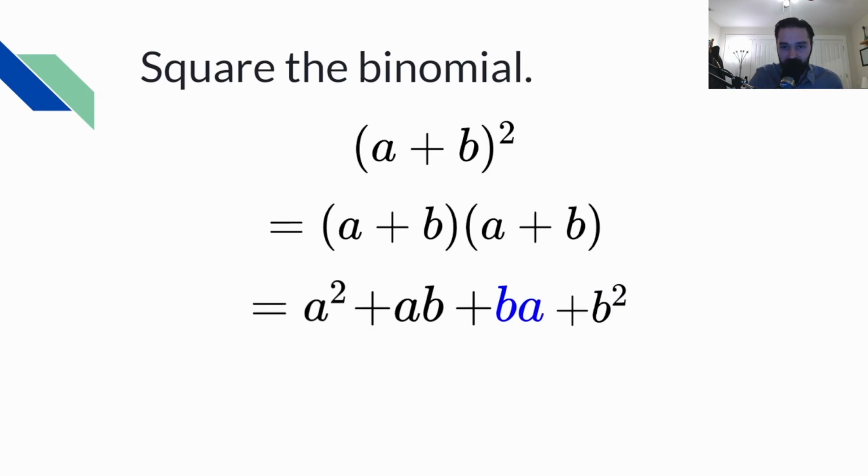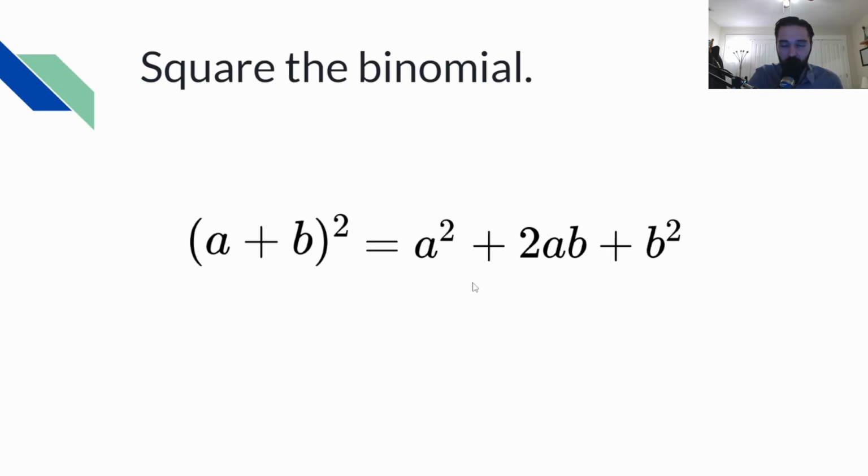Take a look at this ba right here in blue. I'd like to rewrite that as ab. I can do that by the commutative property of multiplication. So now we can see more clearly that ab and ab, those are like terms in red here. So ab plus ab equals 2ab. The final result we get is a squared plus 2ab plus b squared.